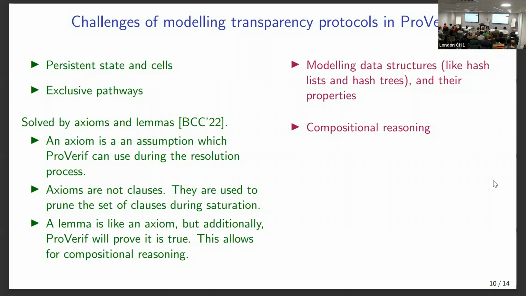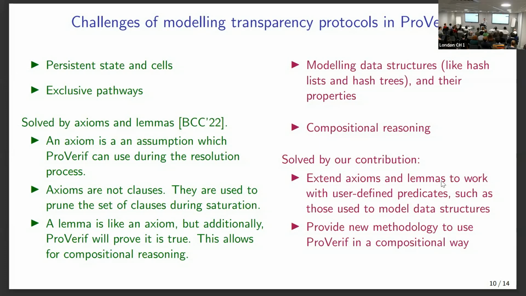So an axiom is an assumption which ProVerif can be doing the resolution. It's not a clause. This is, in case anyone has heard of axioms in ProVerif and has been confused by them. I was confused for a long time when I came across them because I thought, okay, axioms, well, ProVerif deals with Horn clauses, so they look like Horn clauses, they probably are Horn clauses, but they're not. They are used to prune the set of clauses during saturation. So ProVerif works with this saturation model during resolution, and axioms are used at the level of handling that set of clauses that are being saturated at any time.